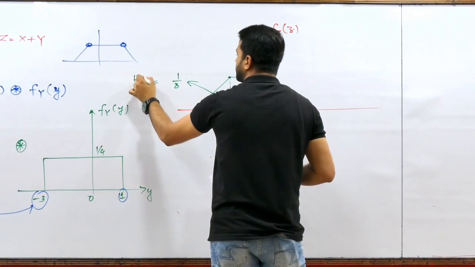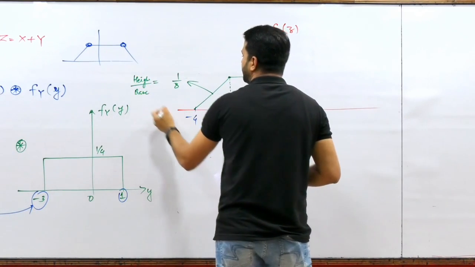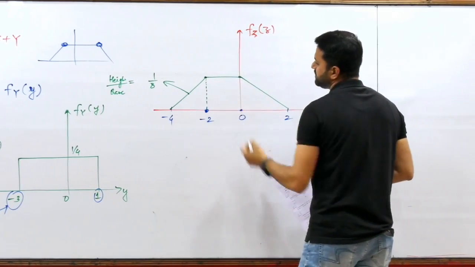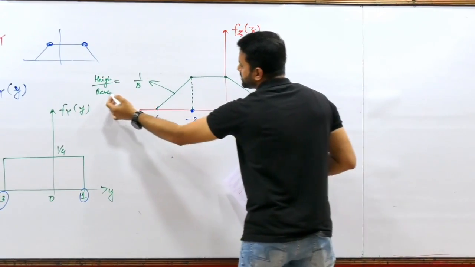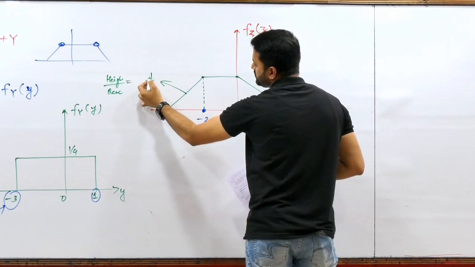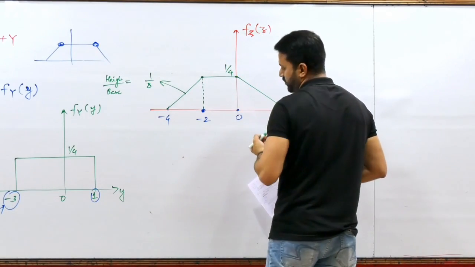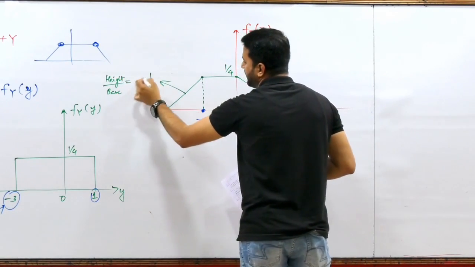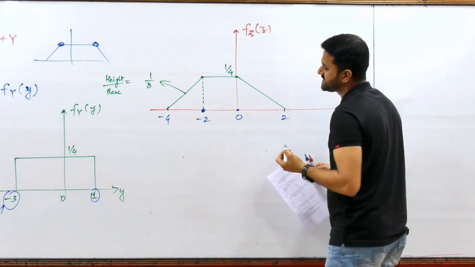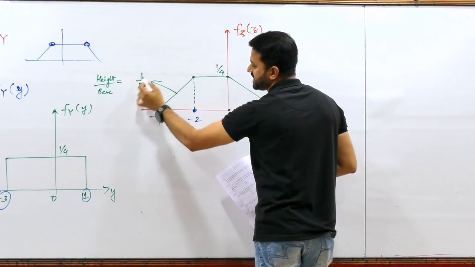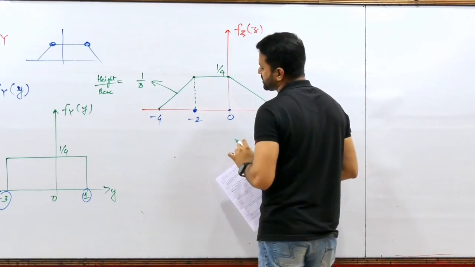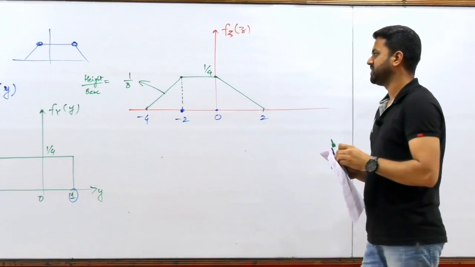So slope is nothing but height divided by base. So what is the value of height? Because the base is 2, if you multiply with the 2, the height will be 1 by 4. Okay, so to get the value of height, you have to multiply it with base. So the slope is 1 by 8 and you have to multiply it by the base, that is 2. So the height will become 1 by 4.